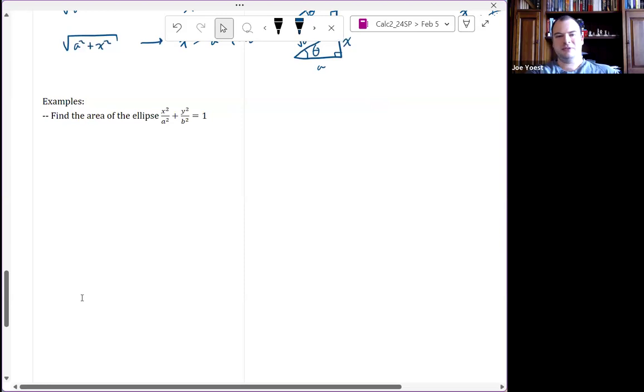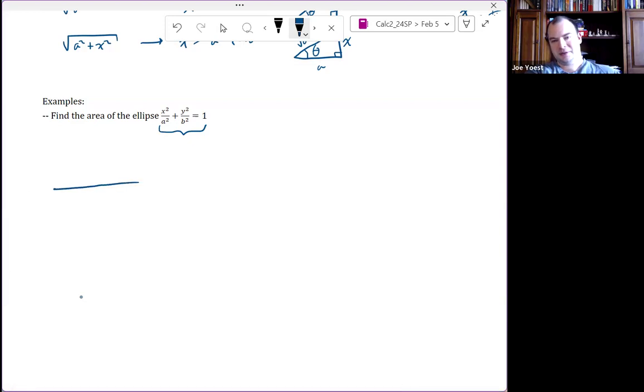So let's look at this example. Find the area of this ellipse. x squared over a squared plus y squared over b squared equals 1. So here, when x is plus or minus a, y has to be 0, because I have 1 plus non-negative equals 1, so y has to be 0. Similarly when y is b or minus b, there's, in a sense, no room left for the x squared over a squared term to be anything but x equals 0.